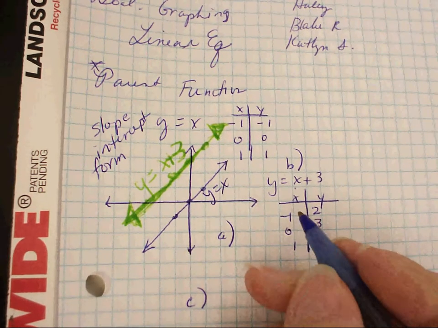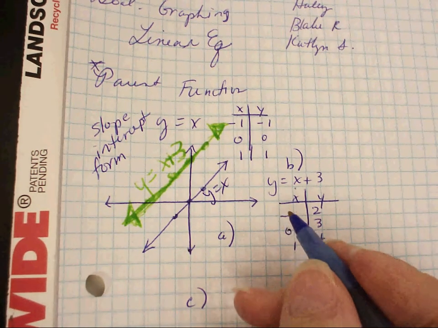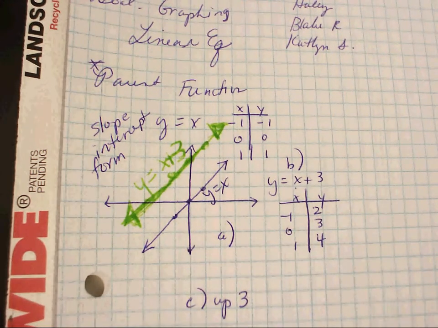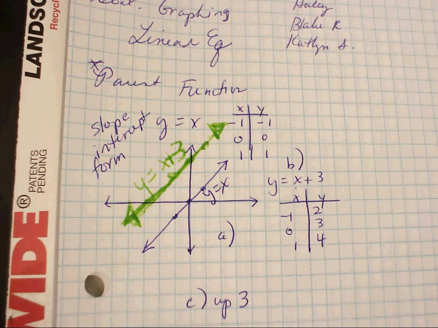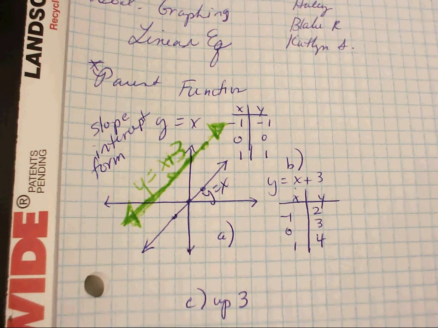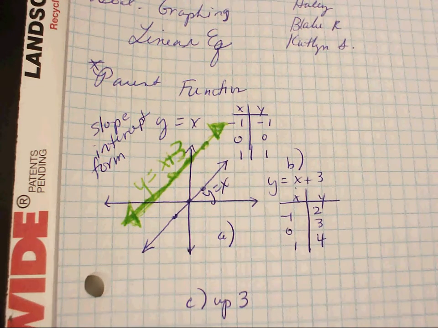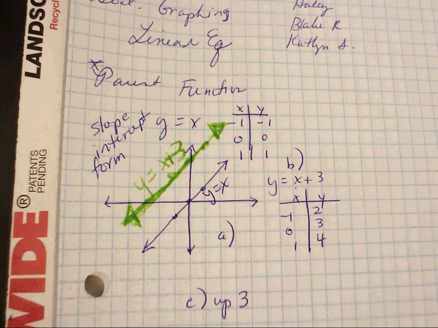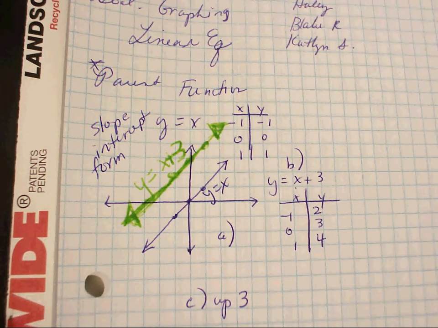Up 3. And just like when we did quadratics, when the addition or subtraction was done outside of the parentheses, remember we put parentheses, x squared, they didn't put it in a quantity, when it's outside, then it affects up and down. What if it's in the parentheses of the quadratic? It did left and right. So that part, very, very similar.